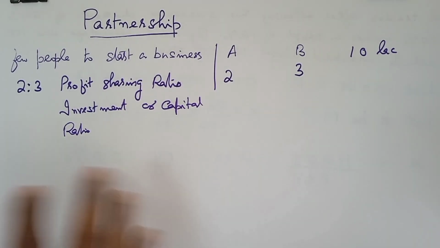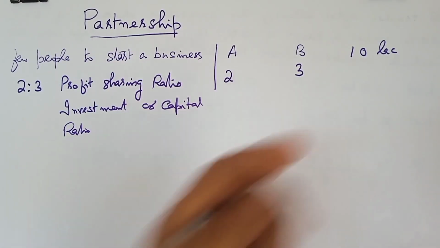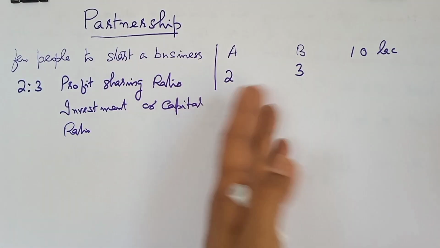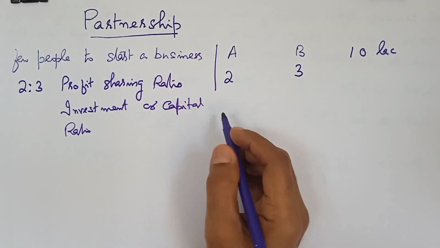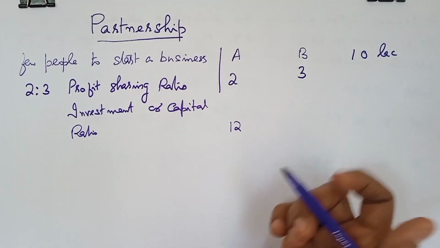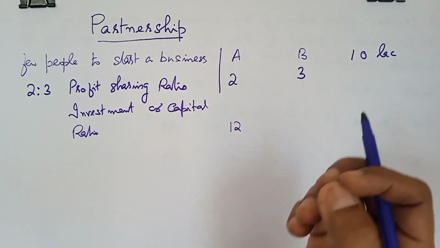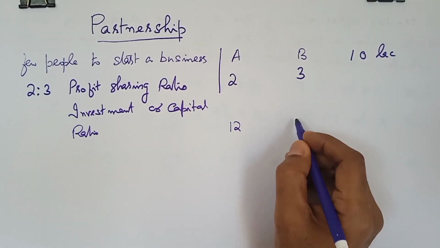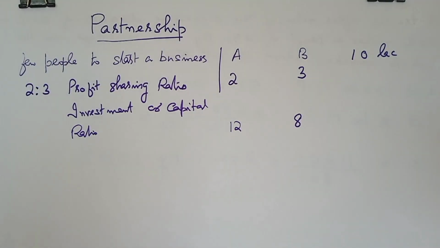not staying in the business for the same period of time. For example, let's look at the same case, A and B bringing 2 and 3 crore respectively. Let's assume that A has been there in the business for the whole 12 months. B started the business along with A, but left the business, say, after 8 months for whatever reasons. He will pull out the money and leave the business. So he's there in the business only for 8 months. So while dividing the profit, he deserves to get a profit share only for 8 months.